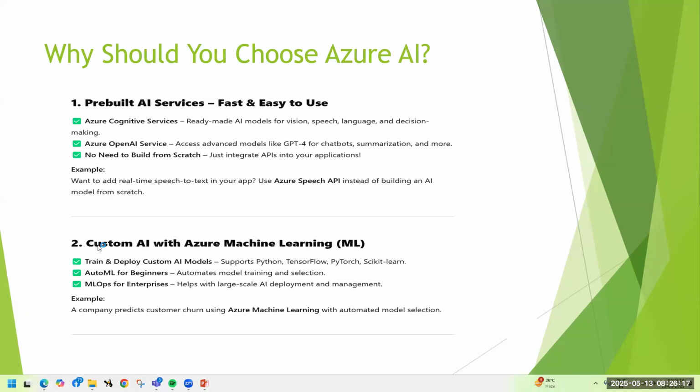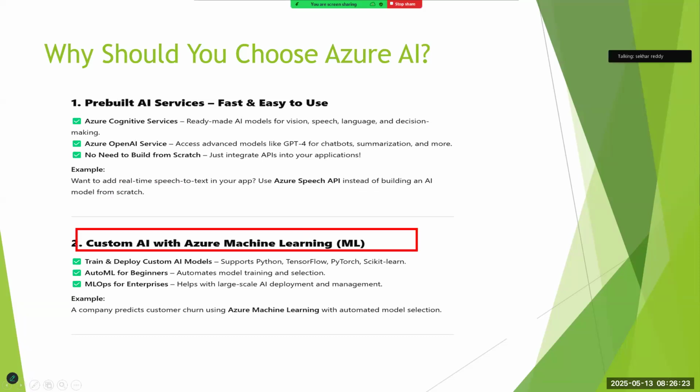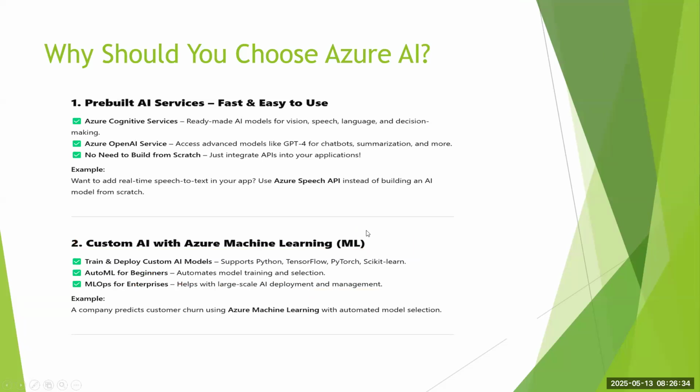If you are not happy with that, you can directly access custom AI with Azure Machine Learning. Train with Auto ML for beginners, ML apps for enterprises. It helps with large-scale AI deployment and management. You can go for ML apps. Now you people are asking about DevOps, right? In place of that, it is going to be replaced with ML apps.